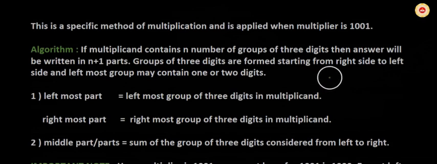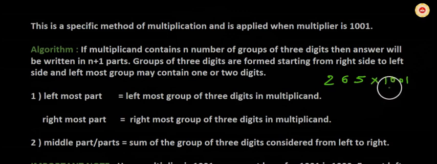If given multiplicand is 265, see, this is multiplication: 265 multiplied by 1001. If given multiplicand is 265, then the first step is you have to form groups starting from right side in such a way that every group will contain 3 digits. Now there are 3 digits in the given multiplicand 265, so there will be only one group, right?